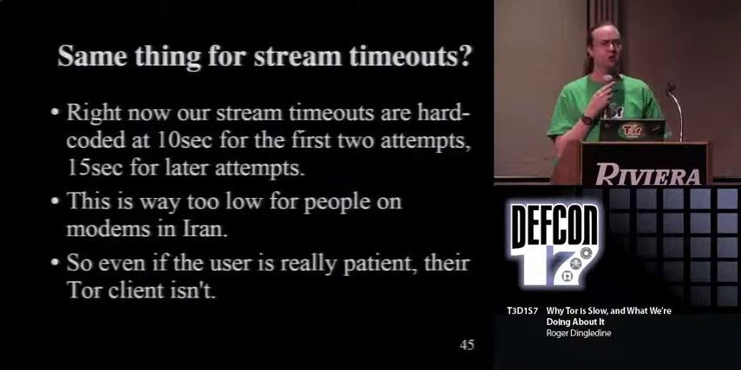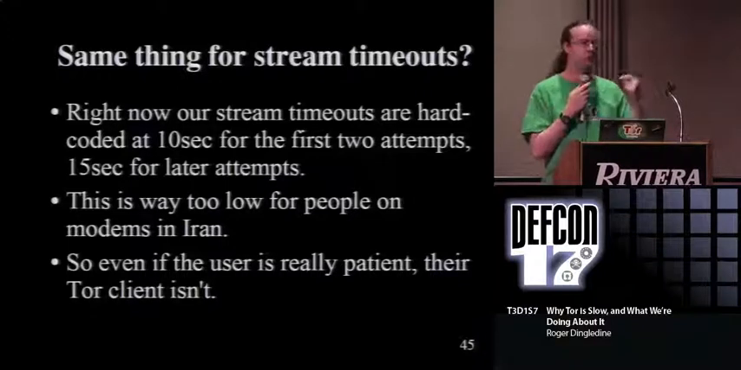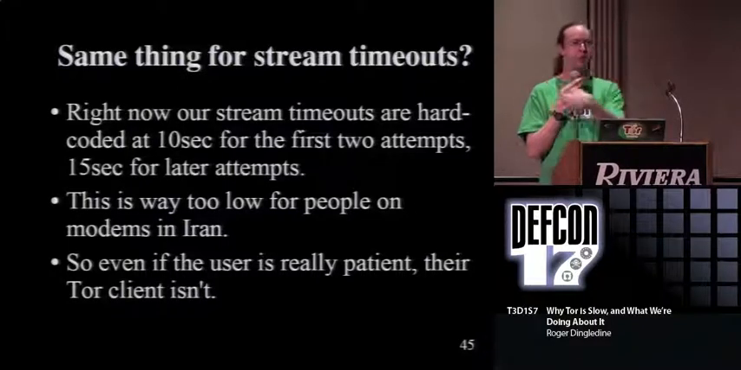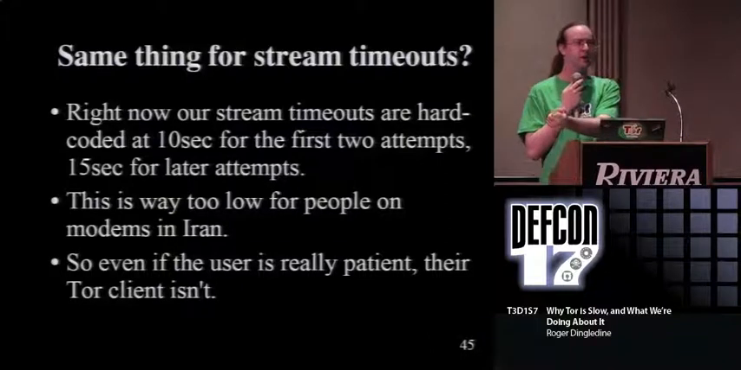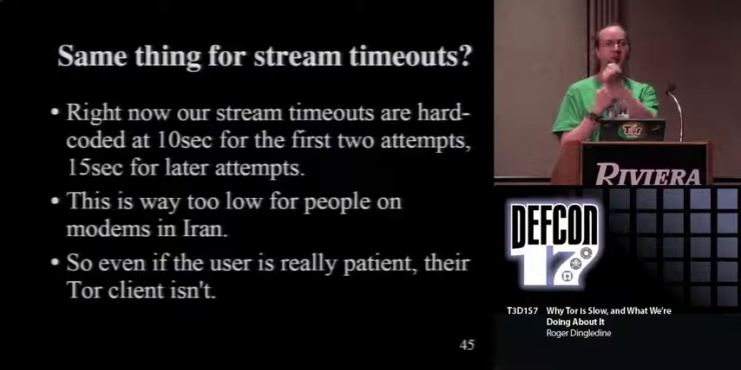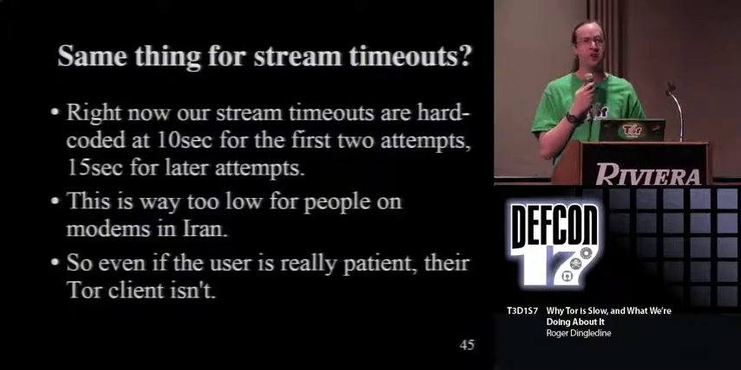We need to do something similar for stream timeouts. So right now the stream timeouts are hard-coded. A stream is a request for a website like BBC or something like that. So if I ask for BBC port 80 and it takes more than 10 seconds to get the yes, I've got a connection, then I say, well, I guess that circuit sucks. I'm going to throw that away and I'm going to try a new one. And if it takes more than 15 seconds for the next one, I'm going to throw it away and move to a new one. So we've got a fixed timeout of 15 seconds.